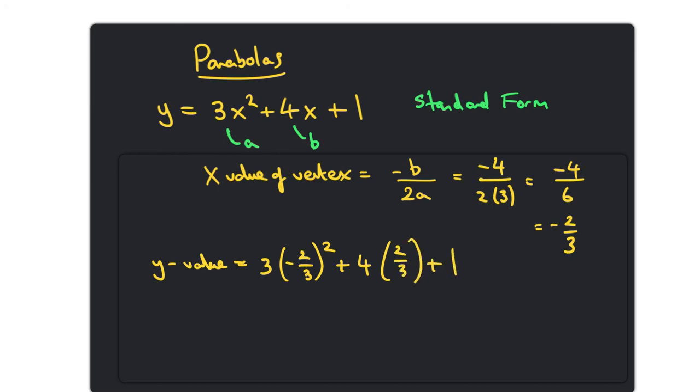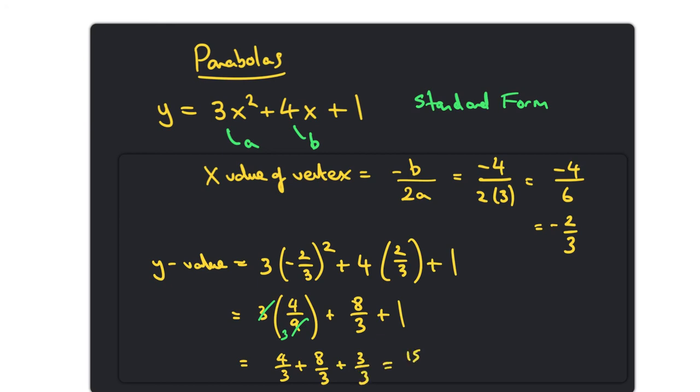We'll do it together, although it won't be this difficult on the exam. 3 times negative 2/3 squared is 4/9 times 3, reduces to 4/3, plus 4 times negative 2/3 is negative 8/3, plus 1. So now we've got 4/3 minus 8/3, and then we know that 1 is 3/3. So 4, 8, 12, 15 over 3. Well, it's actually 5. It works out nicely. So the vertex for this one is negative 2/3, 5.